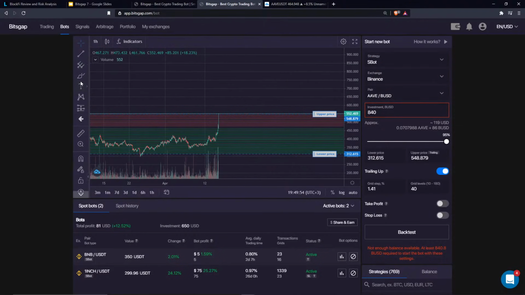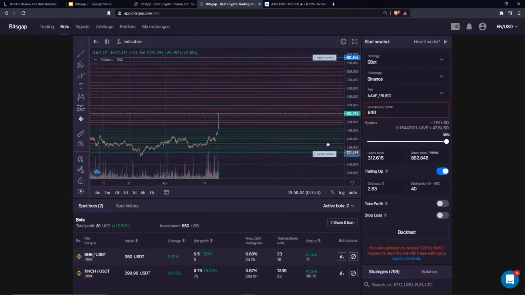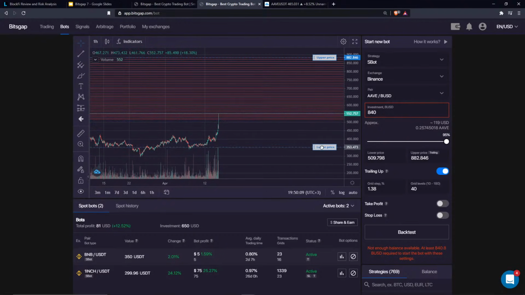okay? And then once you see it breaks the upper price, maybe you have the trading up enabled and it will continue trading, or you will manually close the bot and open the new one with new settings where you would set your trading range maybe around this area. Okay, so that's the thing.